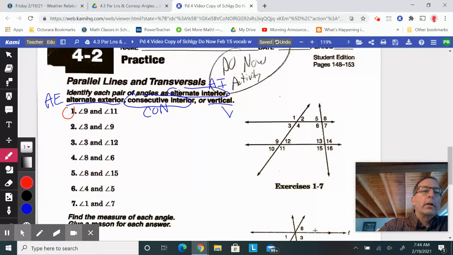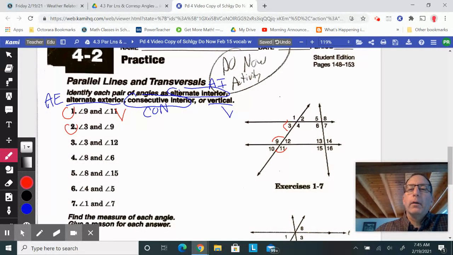So number one, we're looking for angles 9 and 11. So if you look at your picture, here's angle 9, here's angle 11 with their vertical angles. So with my red pen, I'm going to identify my vertical. Number two, we're looking for angle 3 and angle 9.